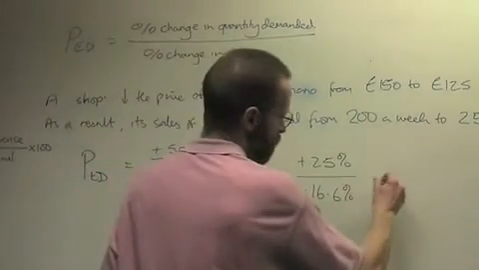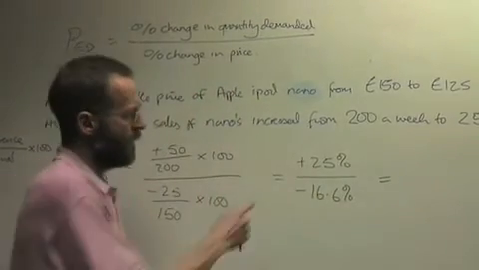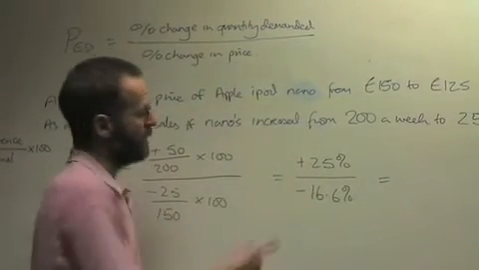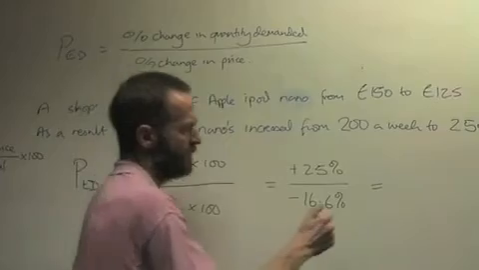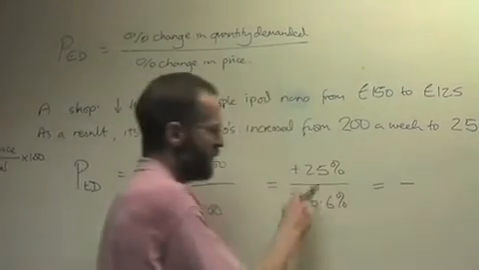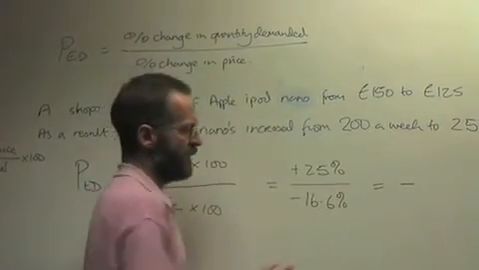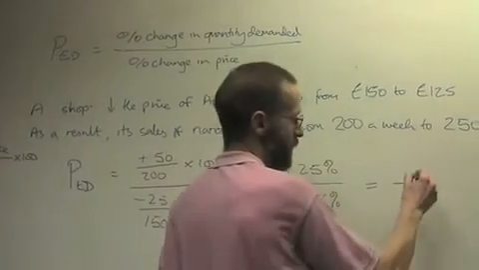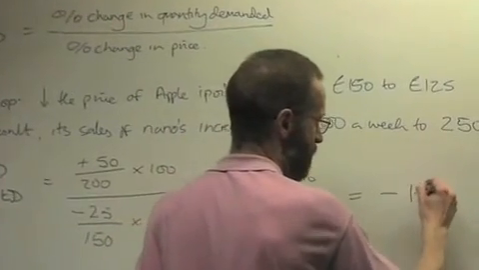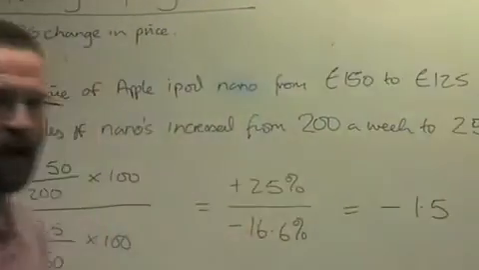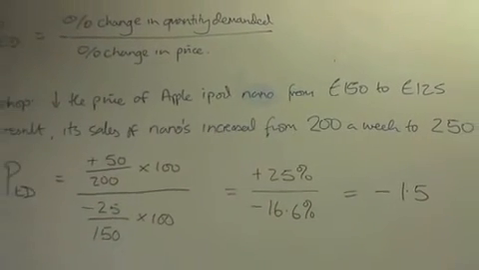So, what does this number come out as? Well, to begin with, you work out the sign. You've got a plus and a minus, which gives you a minus. 25 divided by 16.6 is 1.5. So the answer is minus 1.5.